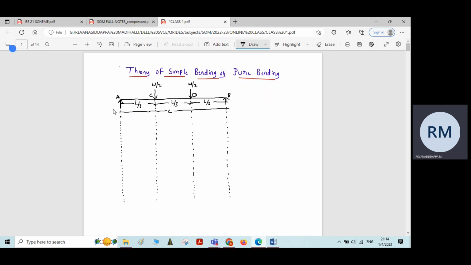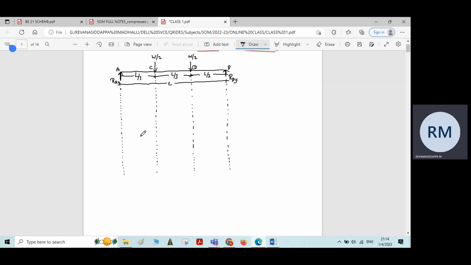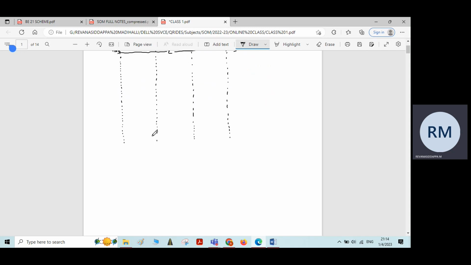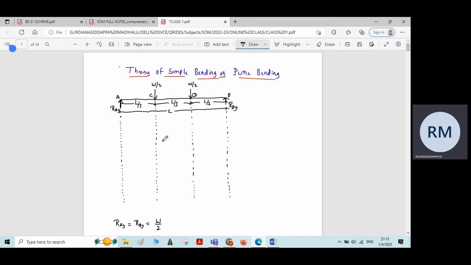So here I'll take reaction as RA, simple support, RA in y direction and RB in y direction. First we'll find the support reactions. If you find support reactions at A and B, you will get RAY is equal to RBY is equal to W by 2 only. So here whatever the loading we have applied, it is symmetric loading.